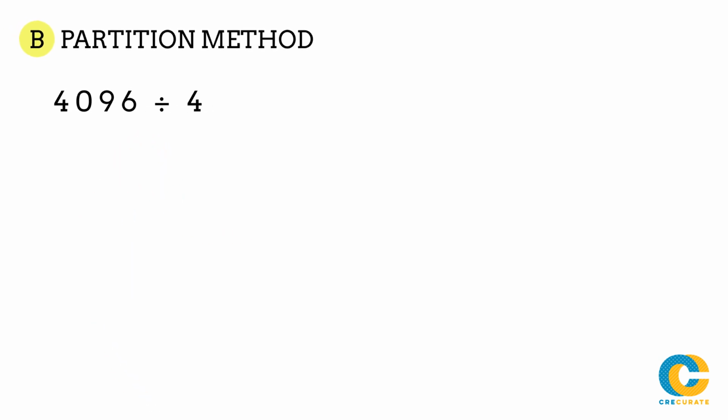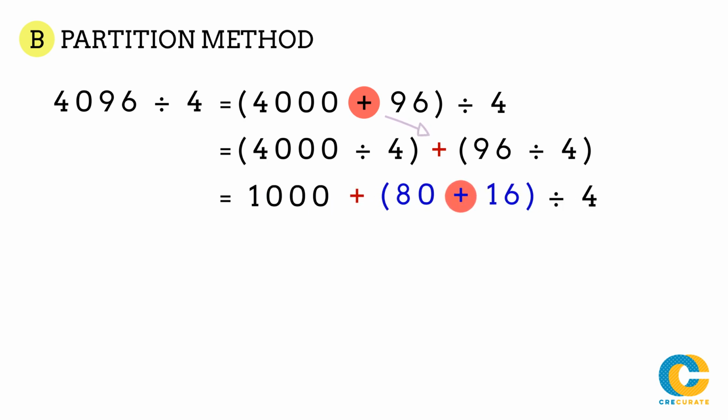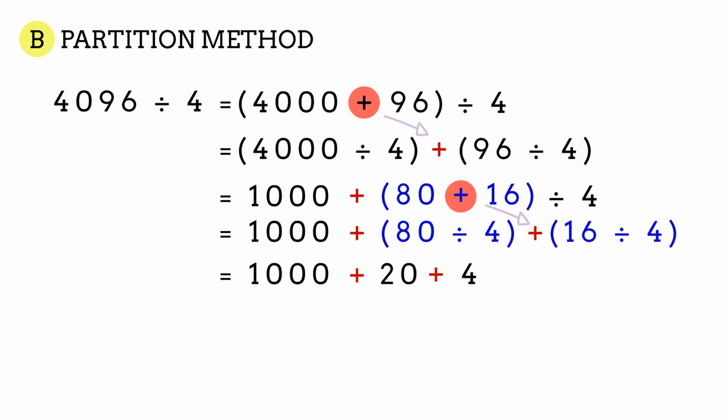To divide 4096 by 4, we can use the partition method to split 4096 into 4000 and 96 ones. We split the dividend up so that we may divide them separately. In this case, it is easy to divide 4000 by 4, so now let us look at 96 divided by 4. 96 is the same as 80 plus 16, so 96 divided by 4 is the same as 80 divided by 4 plus 16 divided by 4. So we get 1000 plus 20 plus 4, and that gives us our answer to 4096 divided by 4.